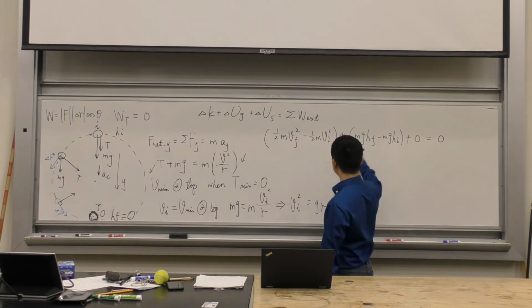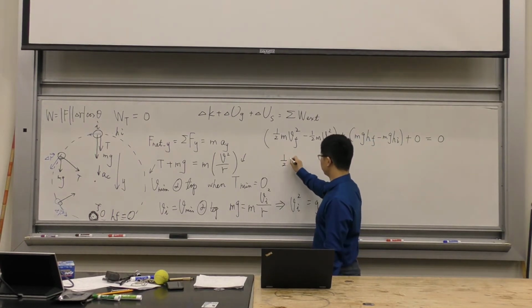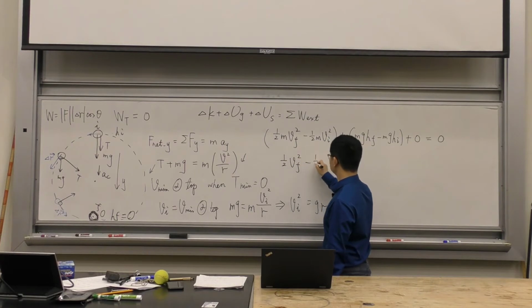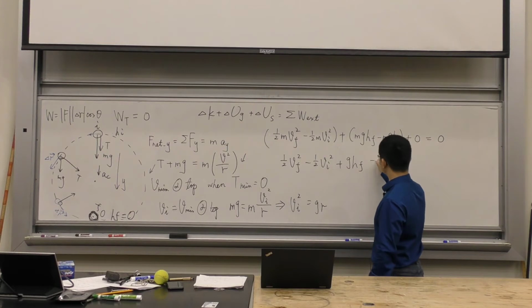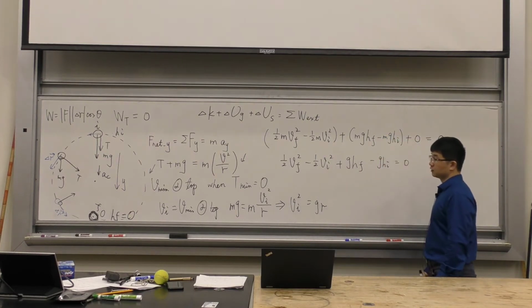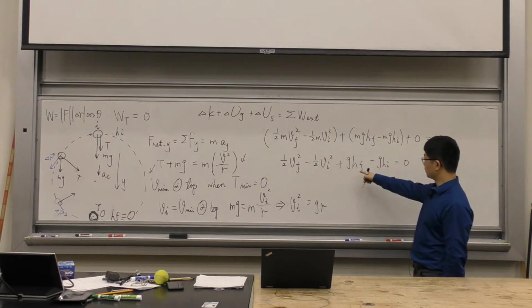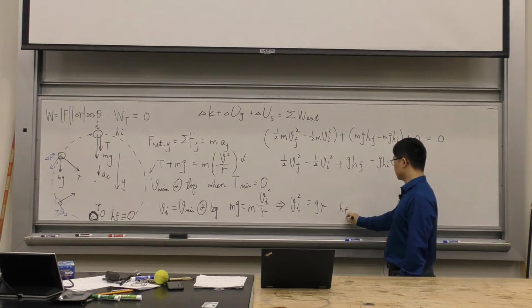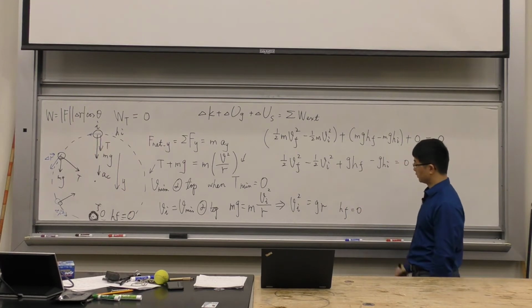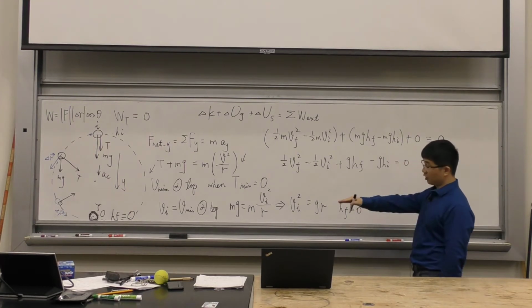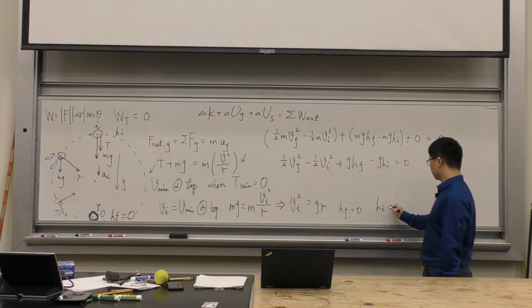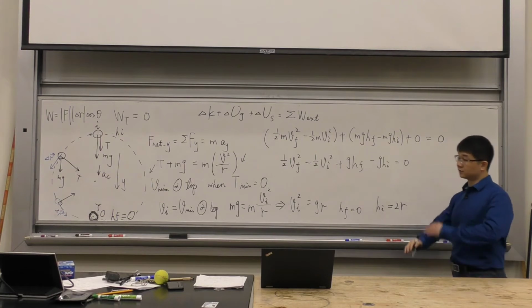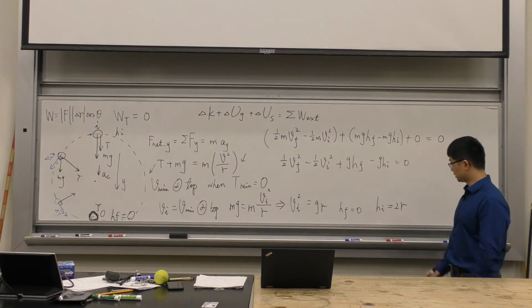So if you divide every term by mass, you will get this, right? Plus g HF minus g HI equals 0. And then what is the HF and HI? HF we just said I'm going to assume is 0. That's my 0 reference. If I assume the final height, the bottom, is 0 height, then the initial is just going to be the radius 2r. That's the vertical height between these two points.